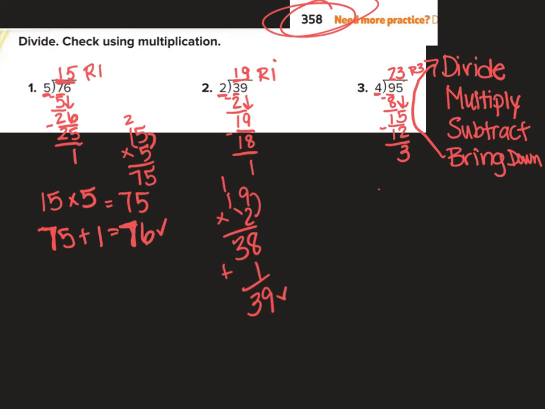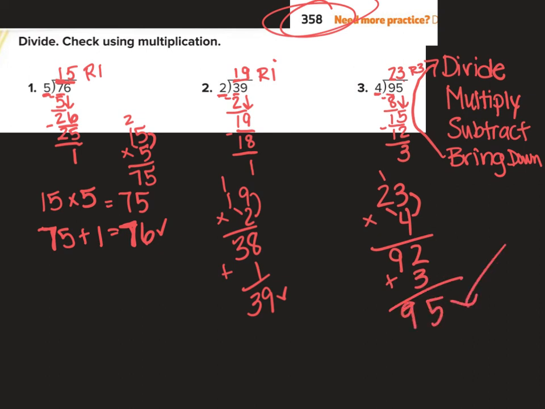Let's do the same. 23 times 4. 3 times 4 is 12. 4 times 2 is 8. Plus 1 more is 9. I get 92. And then add in my remainder. 95. Checks out.